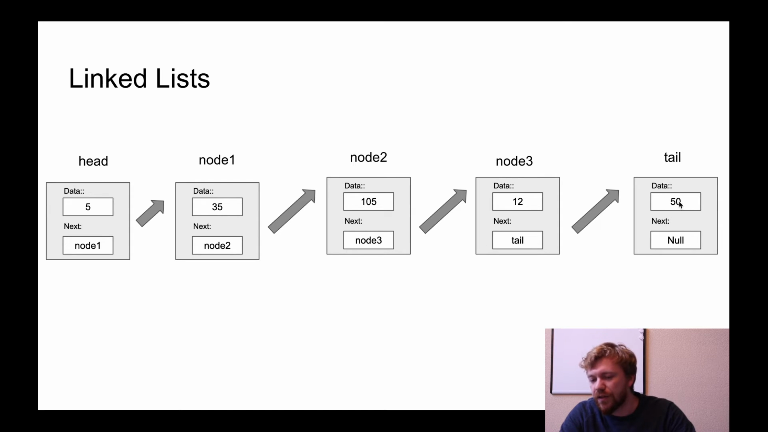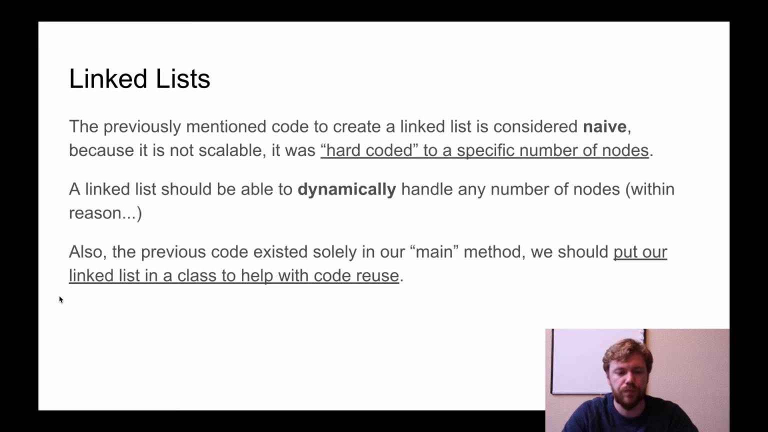And the tail's data is 50, and you'll notice the next is set to null. That's because there's nothing else beyond the tail, right? The tail is the end of the linked list. So you will find that having the next set to null is sometimes problematic, but we'll figure that out later.